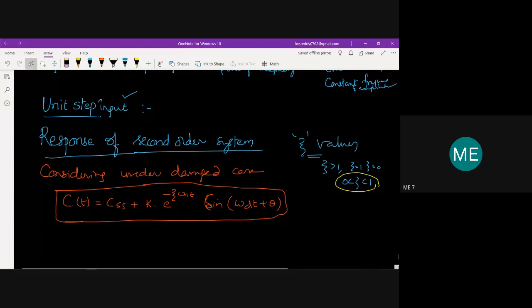So these are the different cases. What I have considered is a unit step input, and the response of a second order system with the zeta value taken less than 1. Zeta is less than 1. That case I have taken. Now the derivation we will talk about here.